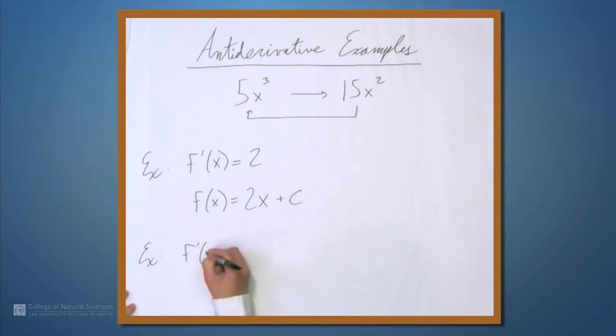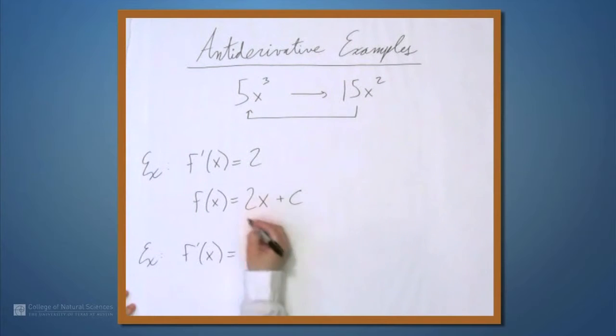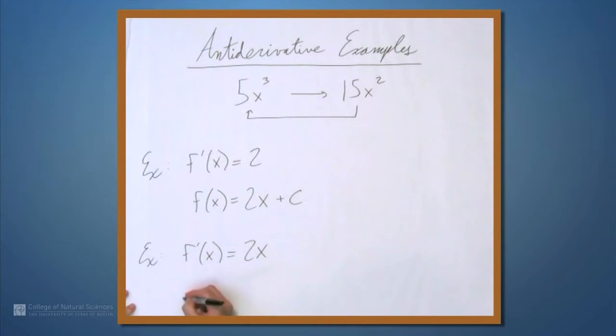Let's suppose that f prime of x is now this 2x. What is f of x? Well, this might look familiar. This is just the derivative of x squared. Right? When we take the derivative of x squared, the 2 comes out front, and this exponent is decreased by 1 to give us 1.